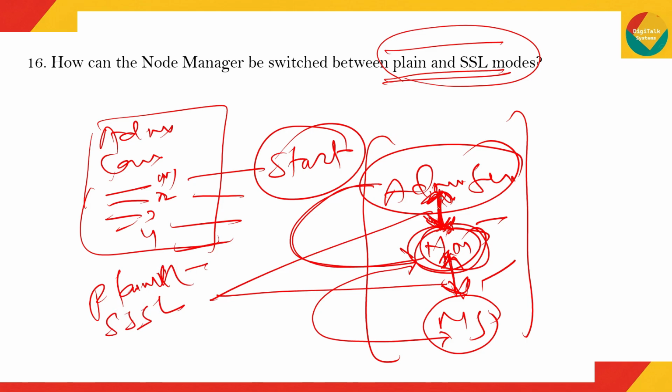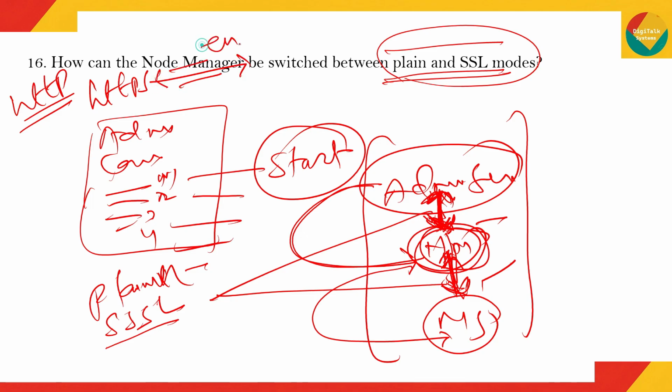Plain means the communication data will not be encrypted. If you configure with SSL, the communication will be completely encrypted. This is the same way we configure SSL for HTTP for our websites, right? If we configure HTTPS, whatever traffic is transferred over the public network will be encrypted. Same way, if you enable the SSL mode for your node manager, the communication between admin server and node manager, along with that between node manager and managed server, will be completely encrypted.